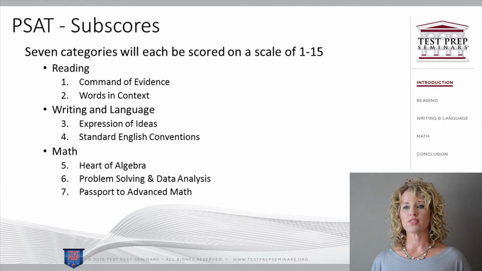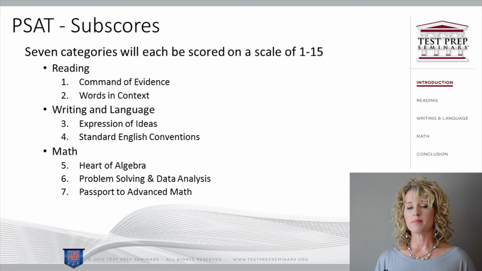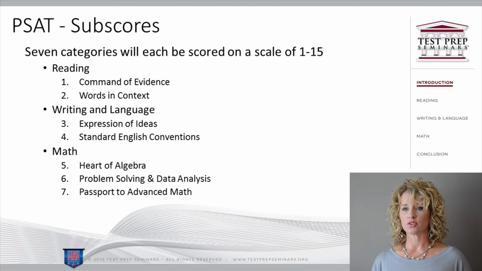Keep in mind though that reading and writing and language is one combined score, and then math is the other half of that PSAT score. It's really all you need to know about sub-scores right now. You'll receive a complete informational sheet on how to utilize those scores when you receive your final PSAT information.